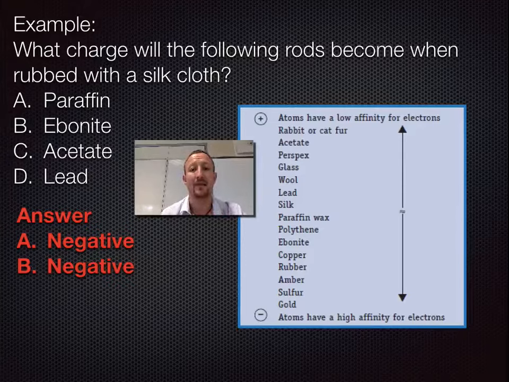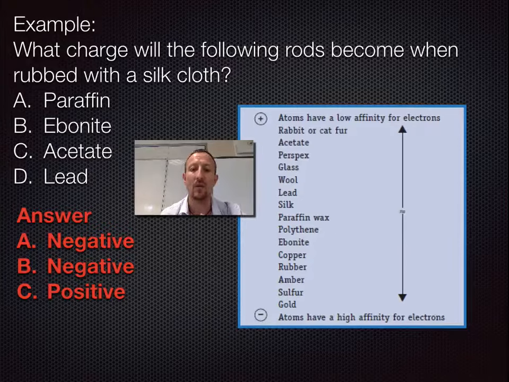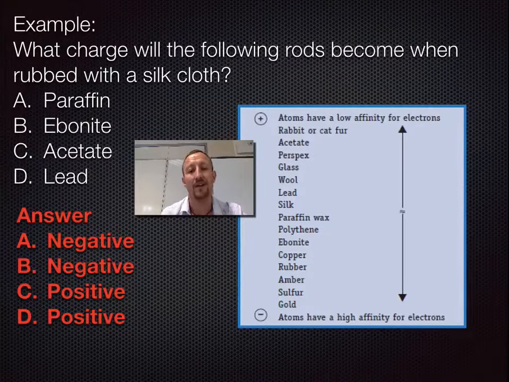Acetate is way above silk, so it will be positively charged. Lead is just above the silk, so it will be less positively charged, but according to the theory, it will be positively charged nonetheless. Okay, so I hope you found that useful.